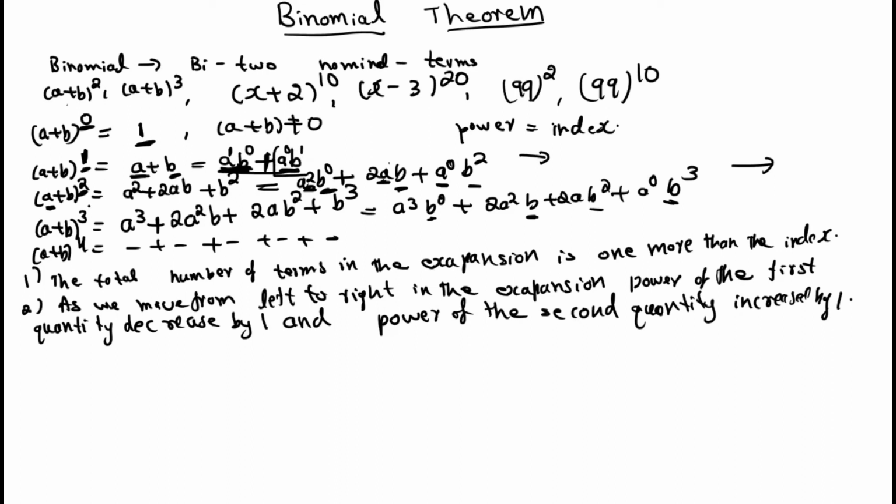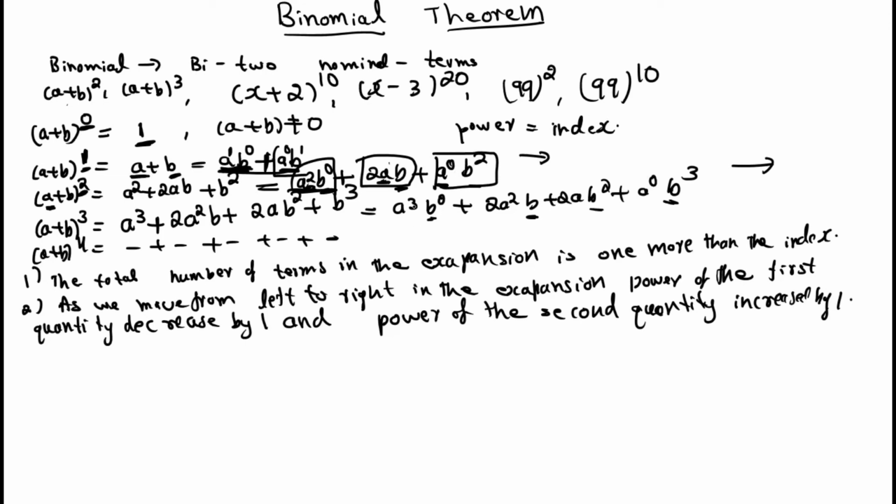Now take the second expansion, index equal to 2. Now consider the first term, that is a square into b to the power 0. Add the powers of the first term in the expansion: 2 plus 0, it's equal to index. Consider the second term, that is 2ab. Add the powers of the terms: 1 plus 1, right? A to the power 1, b to the power 1 is there. 1 plus 1, again it's equal to index. Then a to the power 0 into b square is there. Add the powers. See here, 0 plus 2, it's equal to 2.